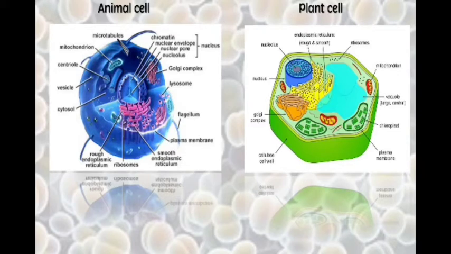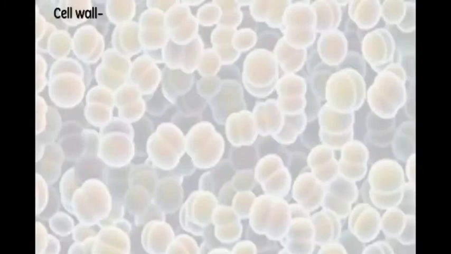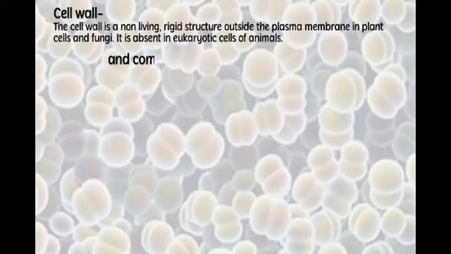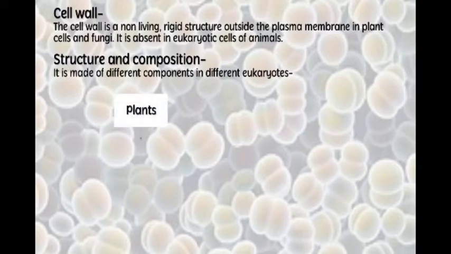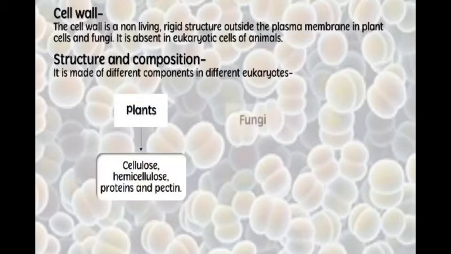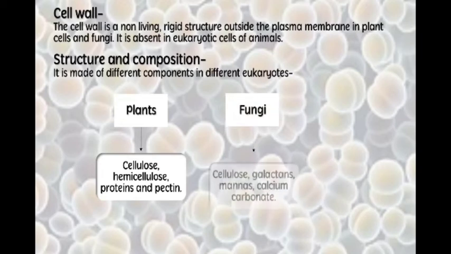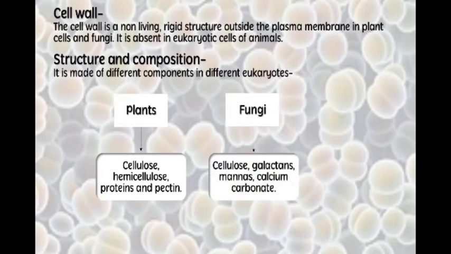Now, as we said in our previous presentation, the cytoplasm of cell is surrounded by different structures. Which are they? They are cell wall and cell membrane. As we know, cell wall is a non-living, rigid structure outside the cell membrane. It is found in plant cells and fungi. Basically, cell wall provides shape to the cell.